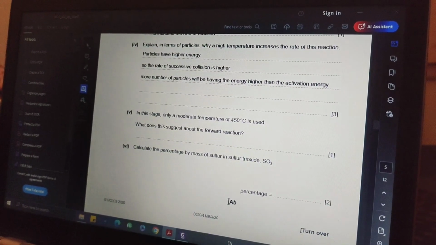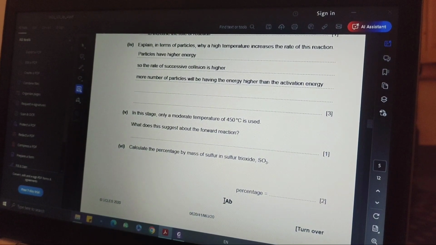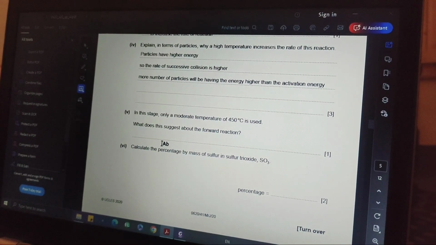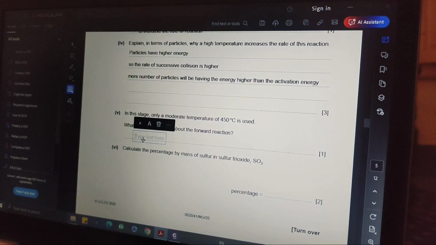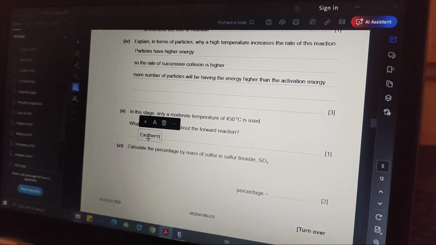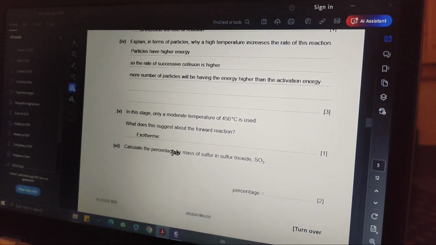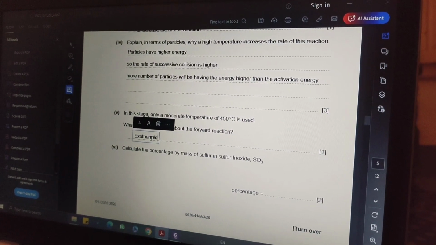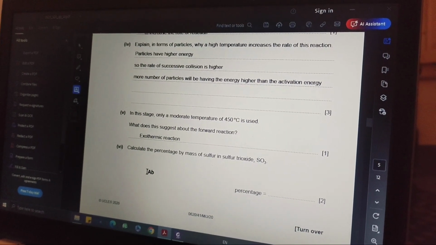In this stage, only a moderate temperature of 450 degrees Celsius is used. What does this suggest about the forward reaction? Using a moderate temperature for such kind of reactions means that if we provide a high temperature, the reaction will not proceed smoothly. So, exothermic. The forward reaction is exothermic. So we are not providing higher temperatures.